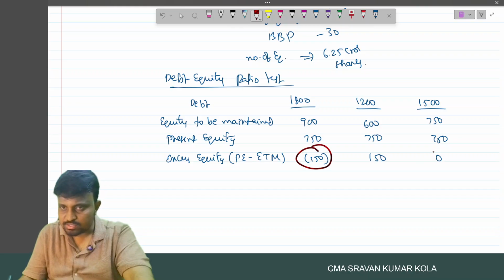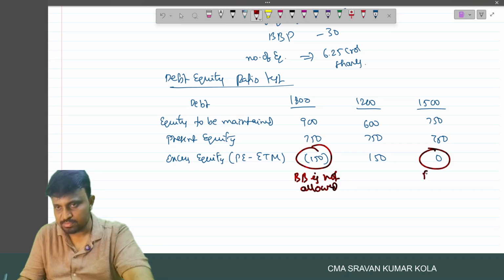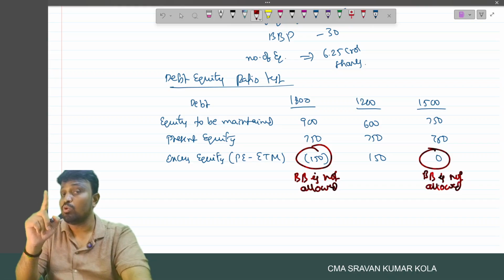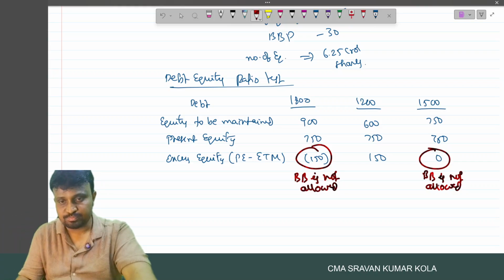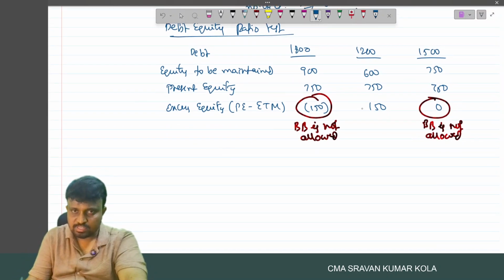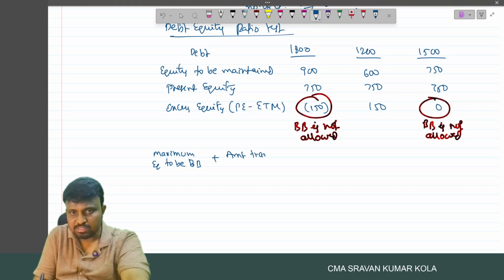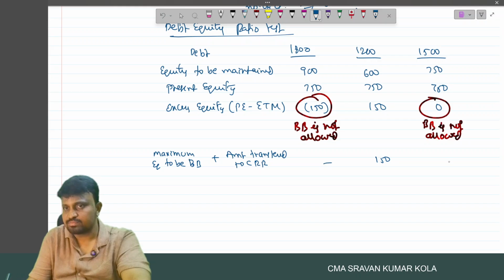So in these two cases, buyback is not permissible. Buyback is not allowed. Has it become negative? Here, buyback is not allowed. Has it become 0? Buyback is allowed only when the excess equity becomes positive. Okay, excess equity becomes positive. Then here, what is the excess equity? Maximum equity to be bought back plus amount transferred to CRR. That is the excess equity.